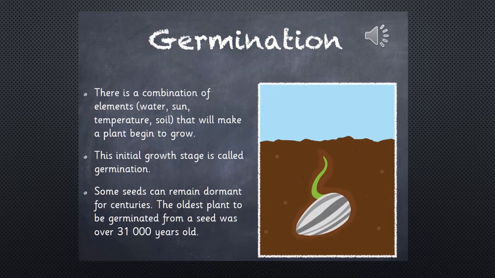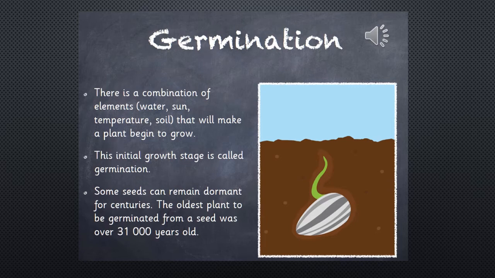So when the seed is in the right condition, so it's got the right amount of water, it's warm enough or cool enough, it's going to get some sun, and its soil has the right nutrients in it, the seed will actually start to grow. And so the outside of the seed softens, and the little tiny green sprout will come out of the side of it.